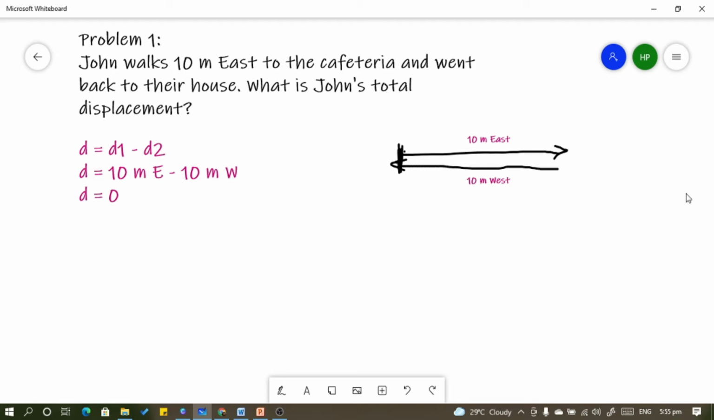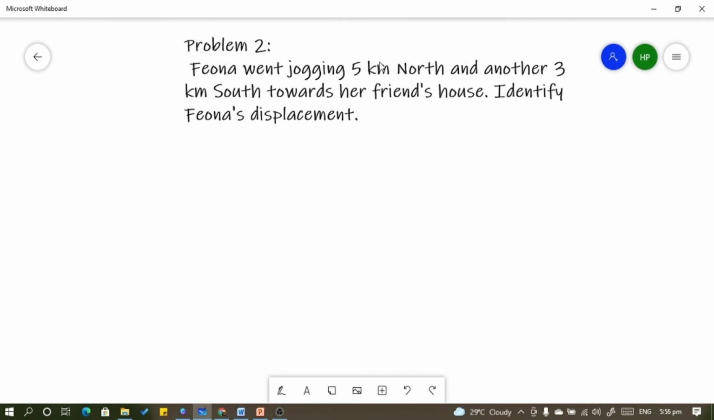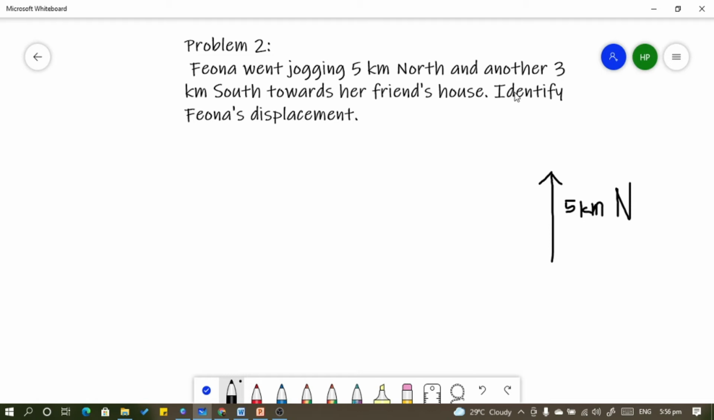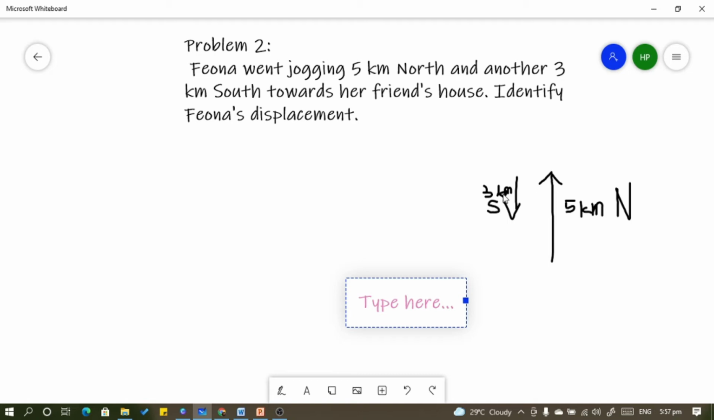Problem number 2. Fiona went jogging 5 kilometers north and another 3 kilometers south towards her friend's house. Identify Fiona's displacement. Okay, let's draw an illustration here. Assume that this is 5 kilometers north and another 3 kilometers south. As we see here, they're still opposite to each other since north and south is linear, right? So we're still going to use the negative sign. Displacement number 1 is 5 kilometers north minus 3 kilometers south.